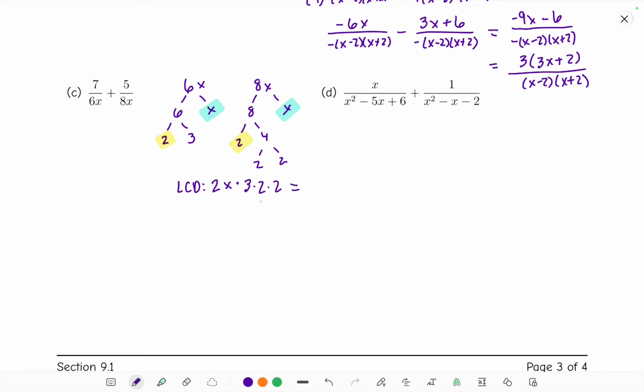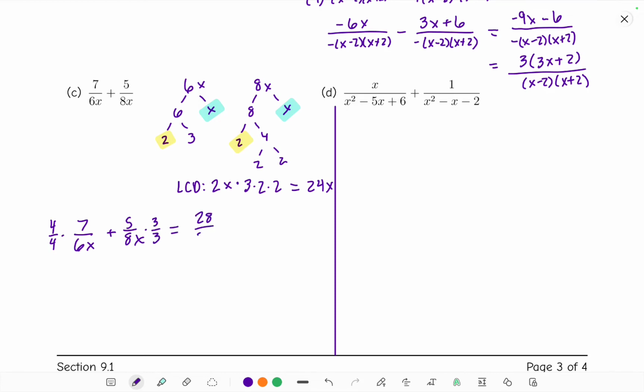What does that come out to be? 24x. So 7 over 6x plus 5 over 8x. I multiply the first one by 4 over 4 and the second one by 3 over 3 to get 28 over 24x plus 15 over 24x, which then is 43 over 24x. And 43 and 24 have nothing in common, so I can't simplify that further.